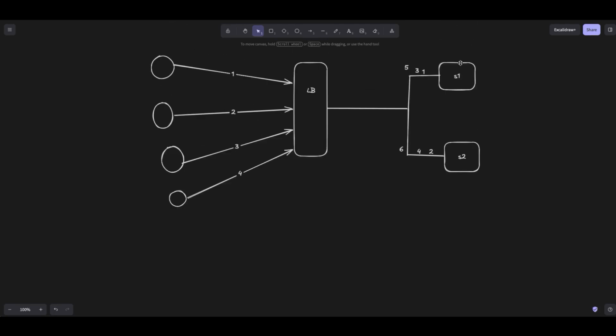Due to which, let's say S1 is smaller and we have multiple requests, it may go down because of the load. And the second will not get enough load, which means the resources won't be used optimally.